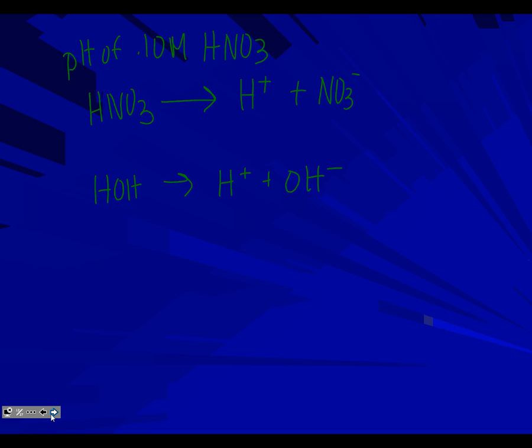Okay, so we know that this is 0.1 molar, and based on mole ratios, we have a 1:1:1 ratio across here. So that means if our nitric acid is 0.1 molar, our hydrogen is 0.1 molar, and not that we really care, but our nitrate is 0.1 molar as well. Well, we've got water here, and water does auto-ionize. And remember, we had a Kw for this. It was 1.0 times 10 to the negative 14th.